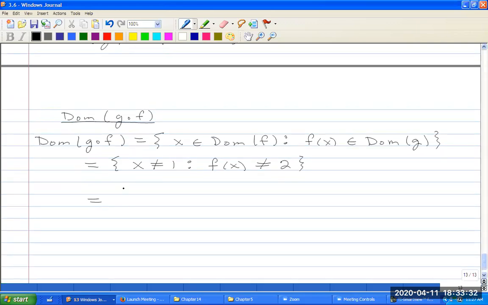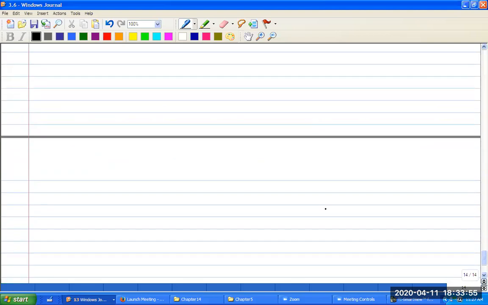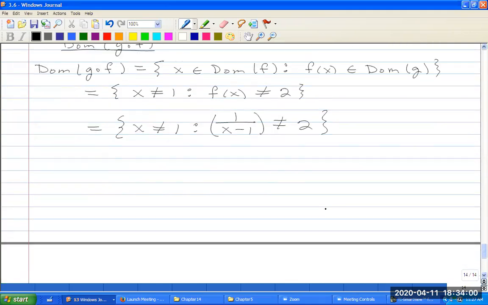And so this is the set of all x not equal to 1 such that f of x, which is 1 over x minus 1, is not equal to 2. So let's do this. Let's set this equal to 2 and see what x is equal to. So let's look at 1 over x minus 1. Let's find when this is equal to 2. So let's multiply by x minus 1. So I get 1 is equal to 2x minus 2. Add 2 to both sides. So 2x is equal to 3. So x is equal to 3 halves.